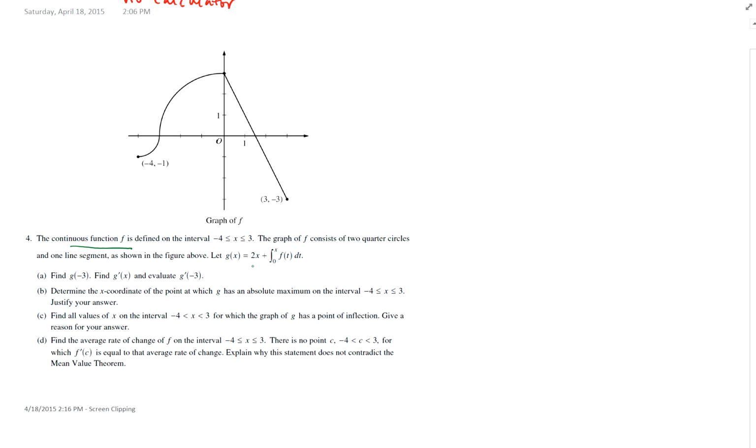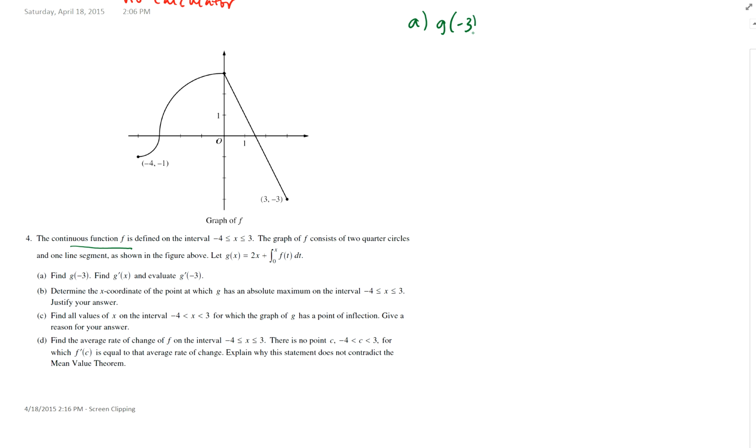G is given by this function right here. So it's 2x plus that, and you really don't have to understand this, except this is like the area under f, and then I'm adding 2x to it. Don't really know what that looks like. I don't know if I need to at the moment. So let's see if we can do this. Find, or see how much we can do without worrying about what it looks like yet.